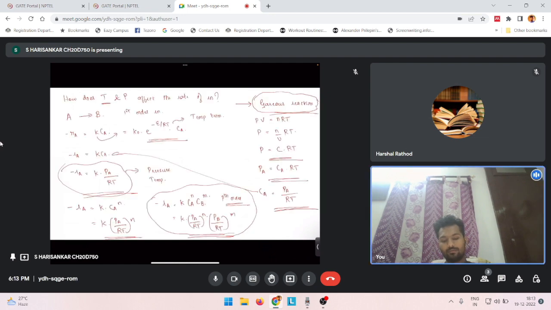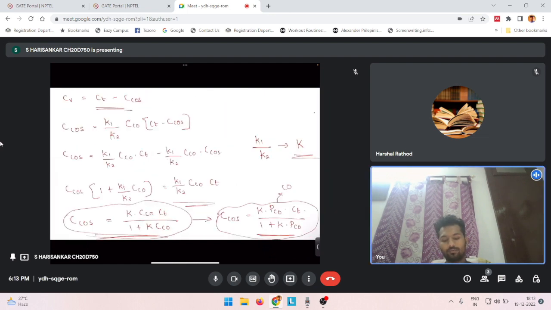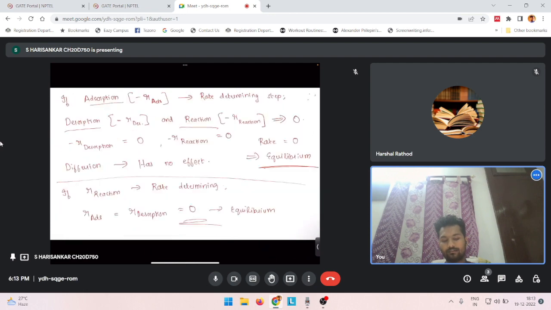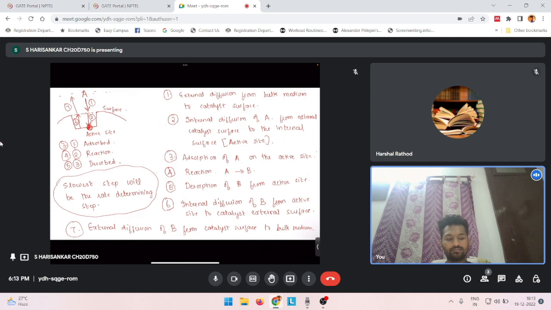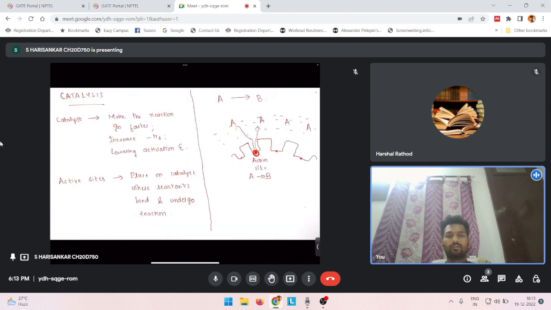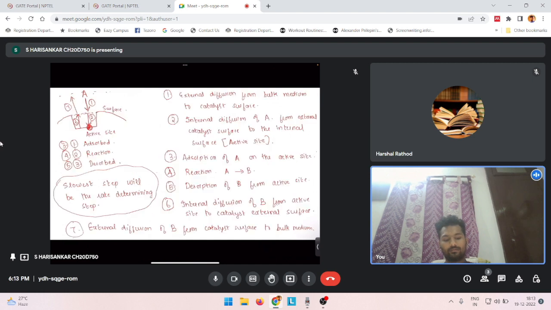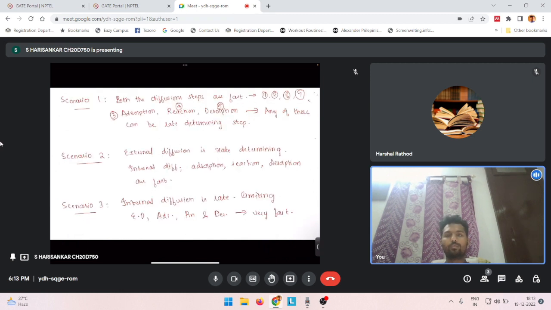Fine. So, last class we were looking into catalysis, right? We just started the very basics of catalysis. So, we saw what all the different steps are in a catalytic reaction, the seven different steps. And we imagined three scenarios. The first scenario is where both the diffusion steps, the internal and external diffusion steps, are very fast. That means any of adsorption, surface reaction or desorption can be rate determining.